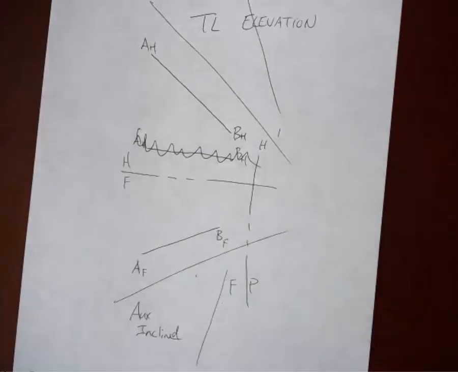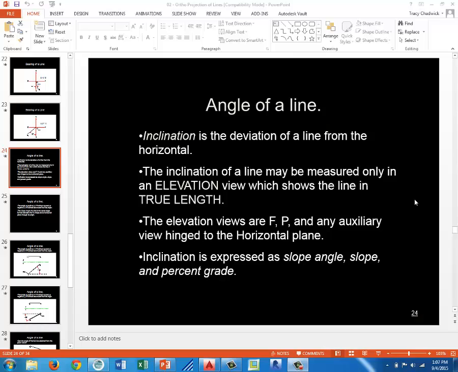Let's switch back here. So again, on the slides, just recapping all of that. Again, second bullet here, it's got to be an elevation. It has to have true length. What is an elevation? Front, profile, any auxiliary view hinged to the horizontal plane.